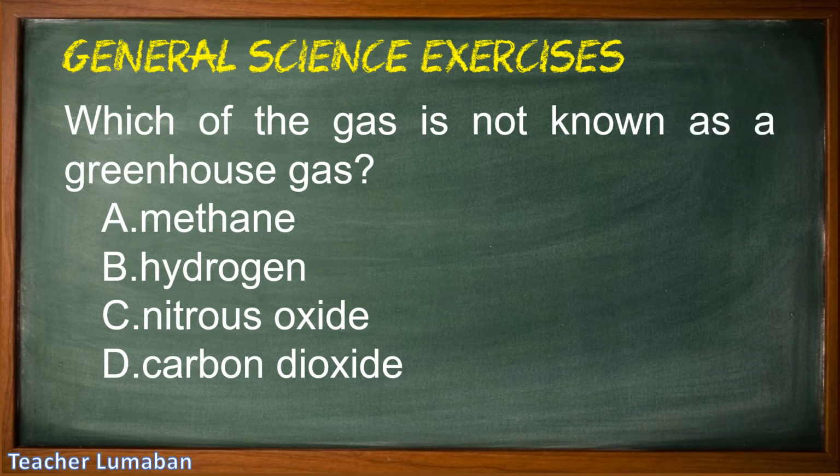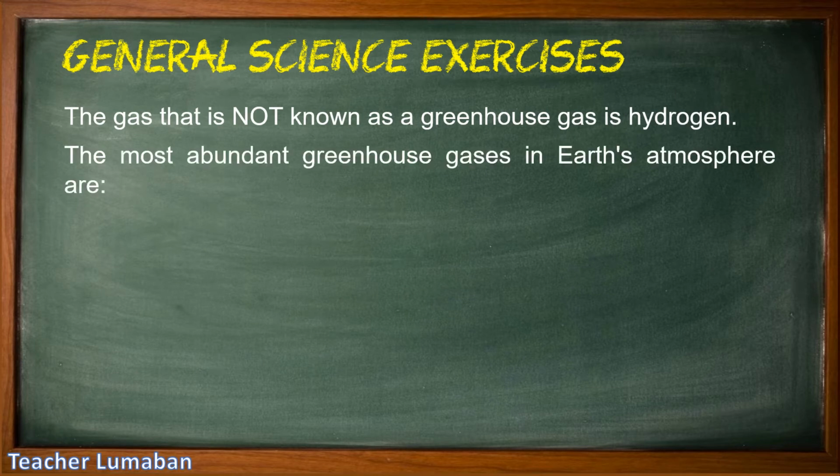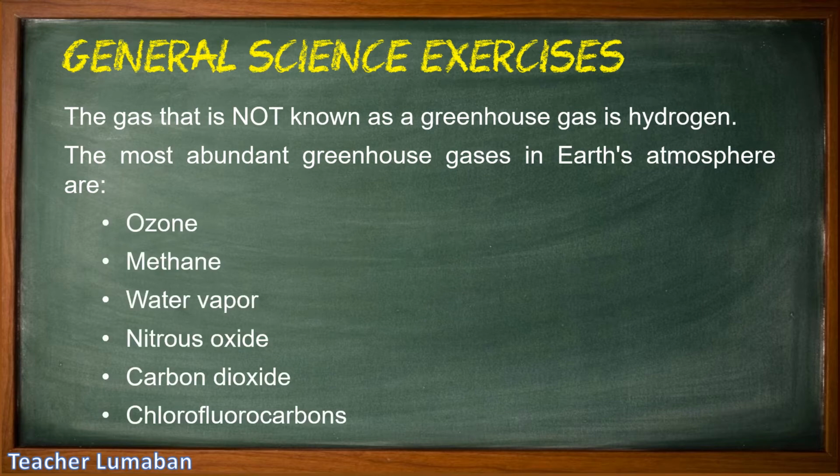The suitable description is letter B, hydrogen. The gas that is not known as a greenhouse gas is hydrogen. The most abundant greenhouse gases in Earth's atmosphere are ozone, methane, water vapor, nitrous oxide, carbon dioxide, chlorofluorocarbons.